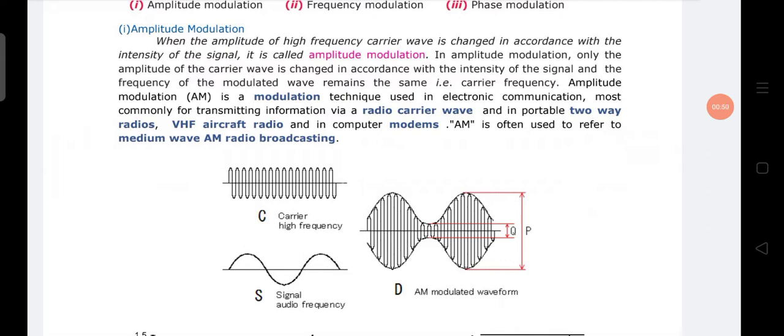When the amplitude of a high frequency carrier wave is changed in accordance with the message signal. In the previous class I told you that modulation is the changing of a characteristic of a high frequency signal, which is the carrier signal, in accordance with the message signal. Here, the carrier, or any signal, has three characteristics.